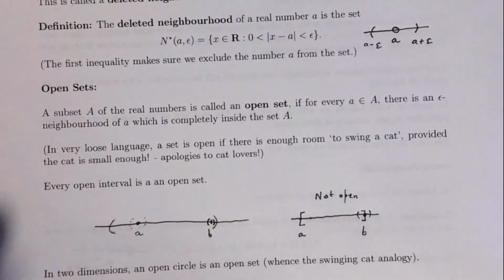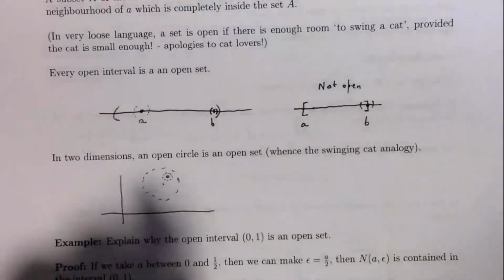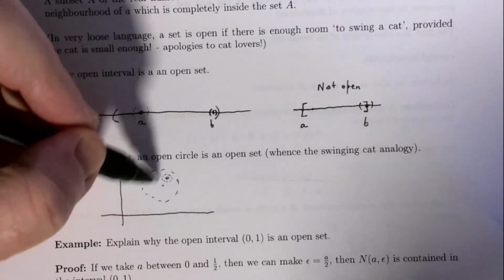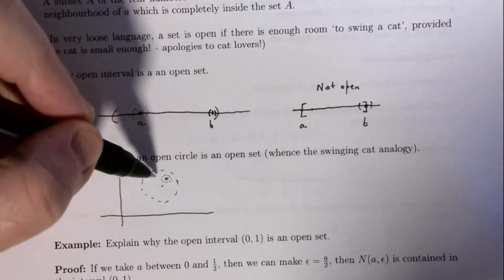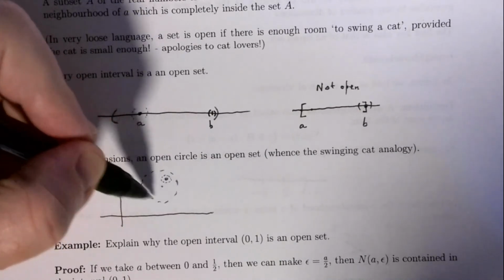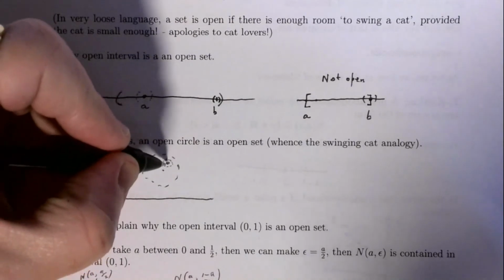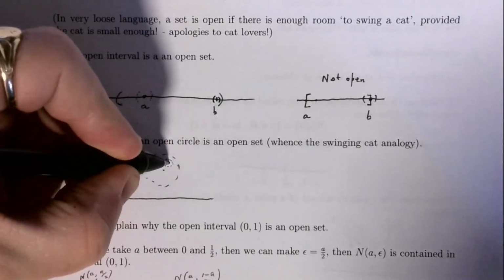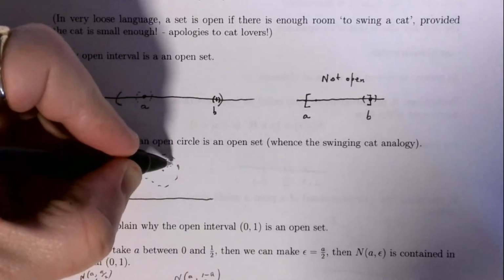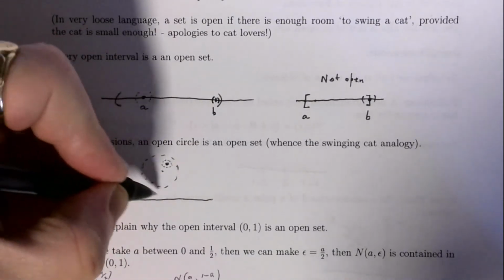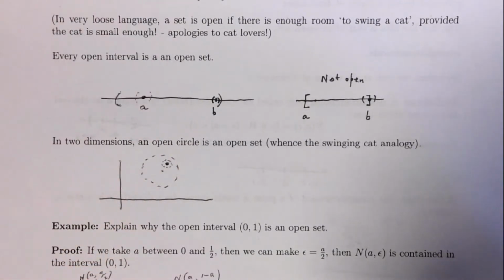In two dimensions, a typical open circle, so the inside of an open circle here, excluding the boundary, is an open set, because again, if I pick a point inside the set, then I can just squeeze in a little epsilon neighbourhood. There's just enough room to swing a cat, and I stay inside the open set.